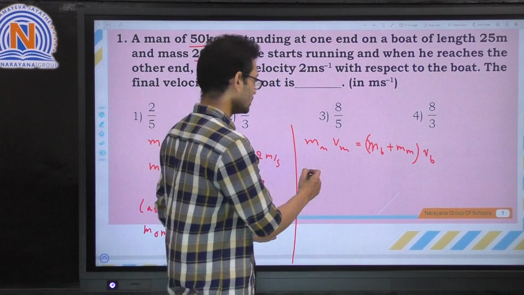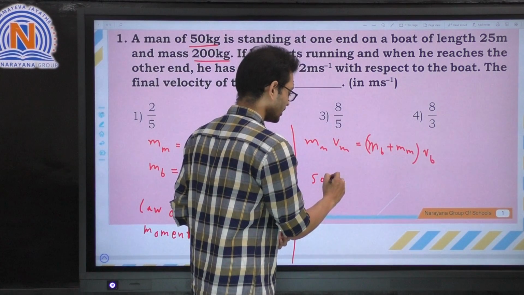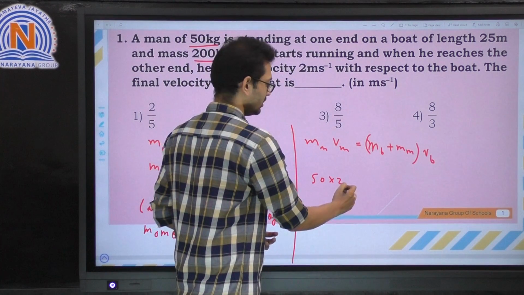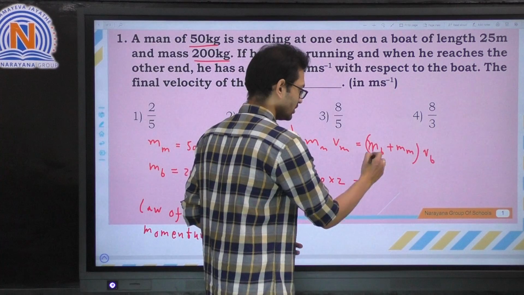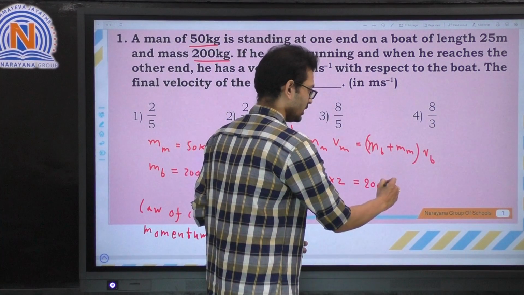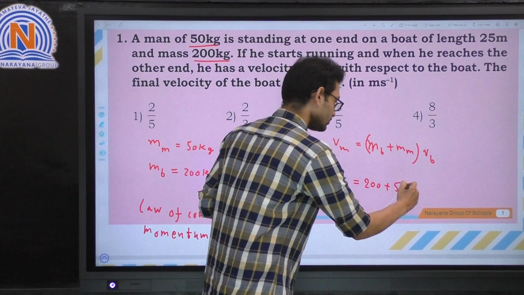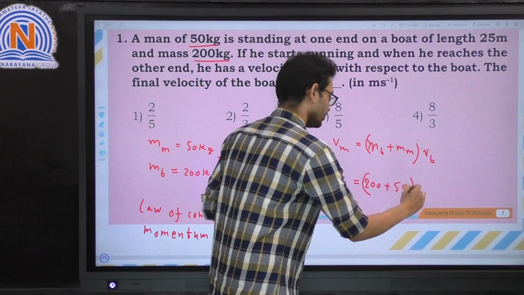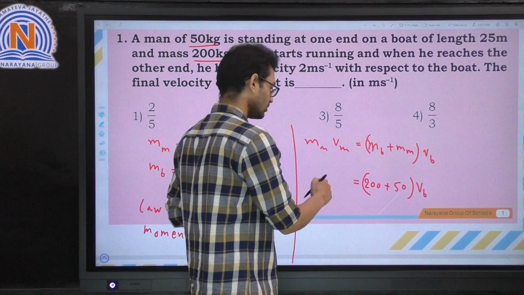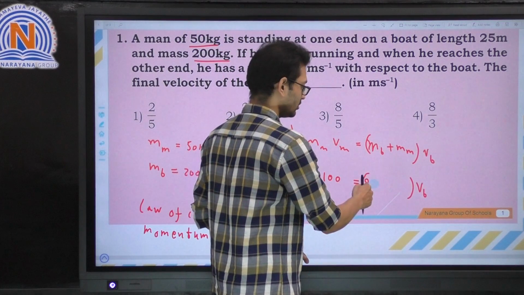Now when you go with this, mass of man is given as 50 and velocity of that particular person is given as 2, which I can write as 100, and that equals Mb, the mass of the boat, which is 200, and mass of the man, which is 50, into Vb. Now let us try to solve this. When you solve this, you are going to get 100 over here, and over here you are going to get 250.